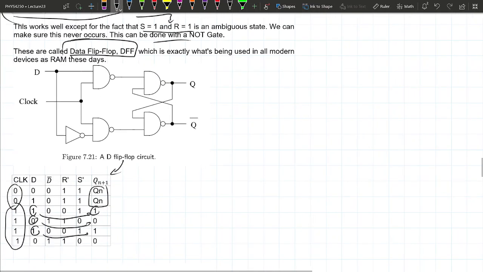This is basically one bit of information that's in all our devices right now. All of the RAM in our devices is based on this. And they make trillions and trillions of these every day.